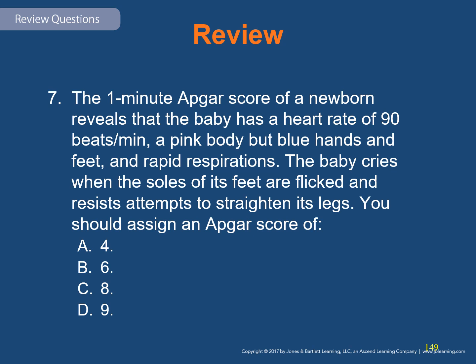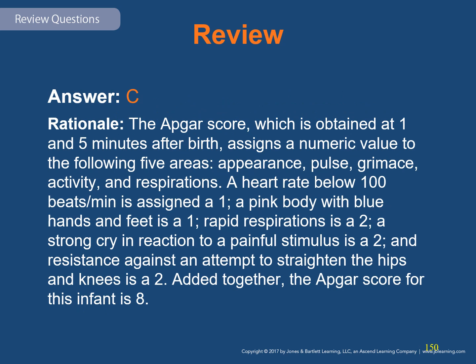Review question 7. The 1-minute Apgar score of a newborn reveals that the baby has a heart rate of 90 beats per minute, a pink body but blue hands and feet, and rapid respirations. The baby cries when the soles of its feet are flicked and resists attempts to straighten its legs. You should assign the Apgar score of A. 4, B. 6, C. 8, or D. 9. The correct answer is C.